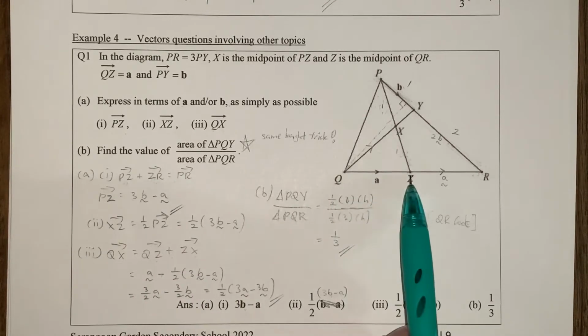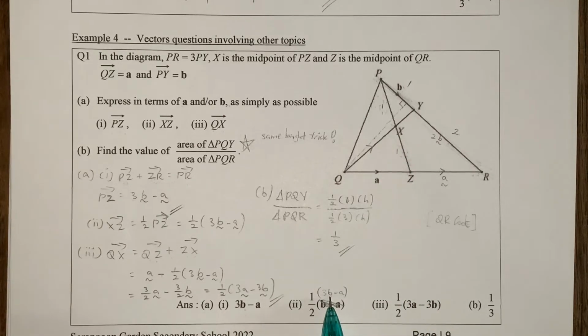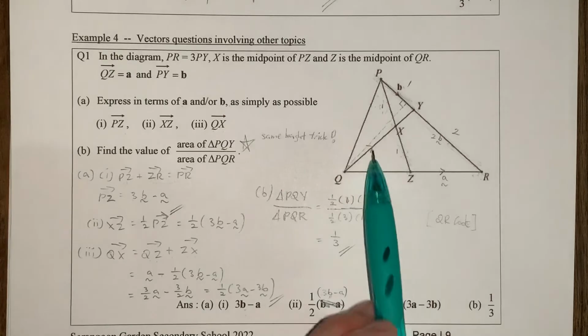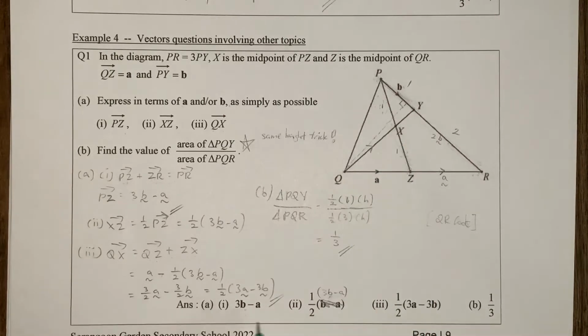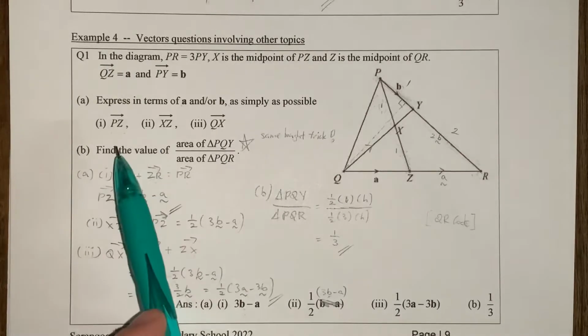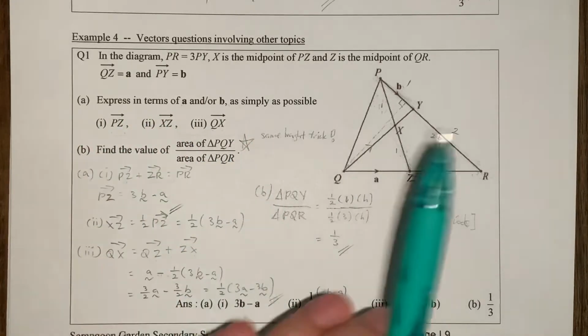QZ is A, ZX is this, but I need to negative the value because XZ is pointing downwards. So if I want ZX, I need to negative this. That's why you can see that it's over here, A plus the negative. Instead of writing plus negative, I just wrote minus. And then of course I simplify and that's the answer over here. So these three parts are all hinging on the triangle rule. So that's how you do vectors.